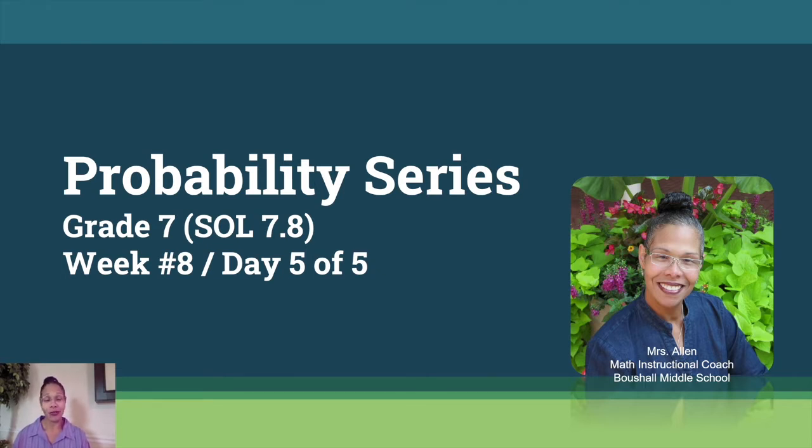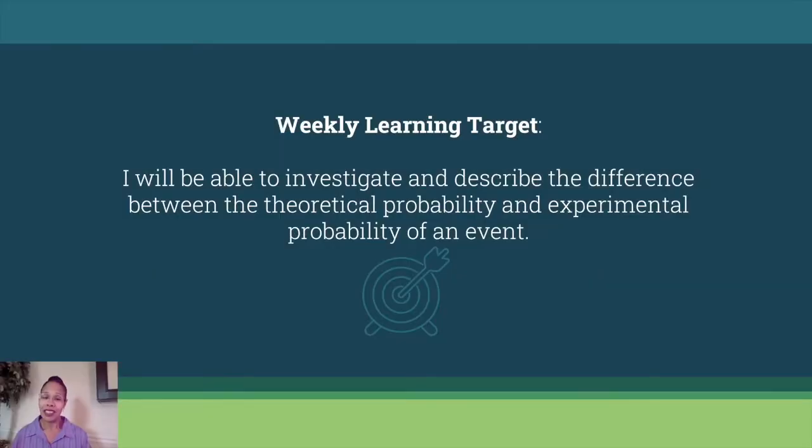It is my pleasure to partner with you on our final day of our 2-week probability series journey as we wrap up SOL Objective 7.8. Our weekly learning target is to investigate and describe the difference between two types of probability: theoretical probability and experimental probability.